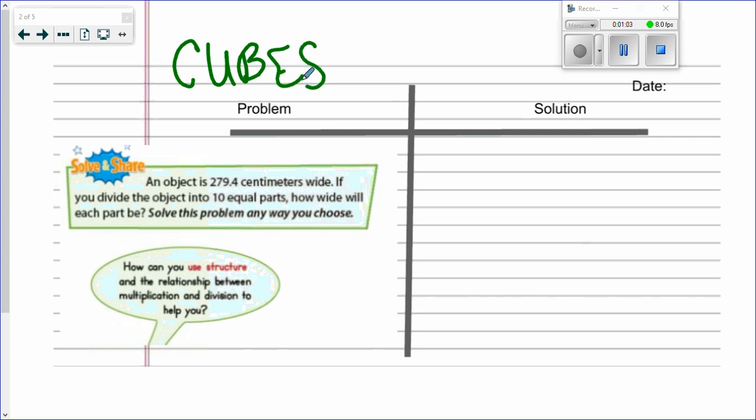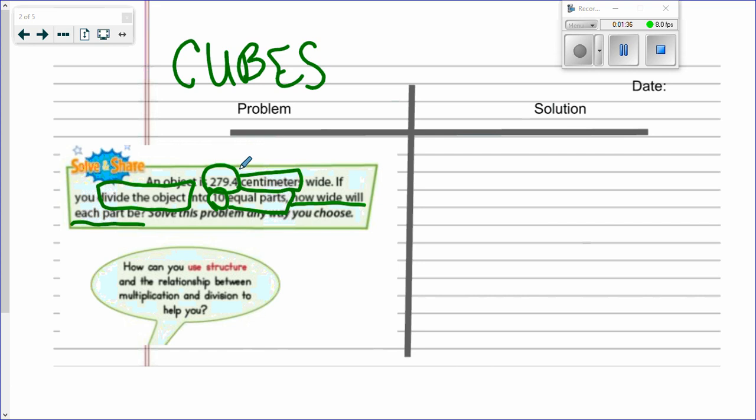So cube stands for circle our important numbers. So 279 4/10, and we're dividing that into 10 equal parts. This is the first time we're looking at dividing a decimal instead of a whole number. Okay, we need to underline our question. How wide will each part be? Okay, I want to box the part that says if we divide the object into equal parts, and I'm also going to box centimeters because that's what we're working in.